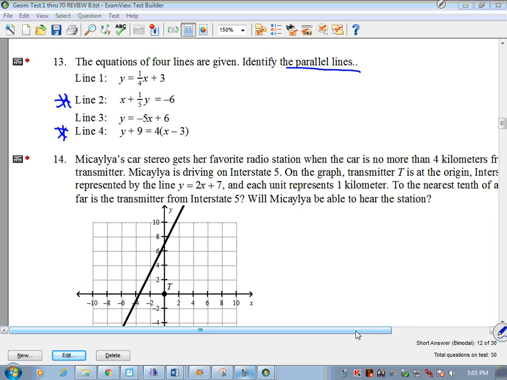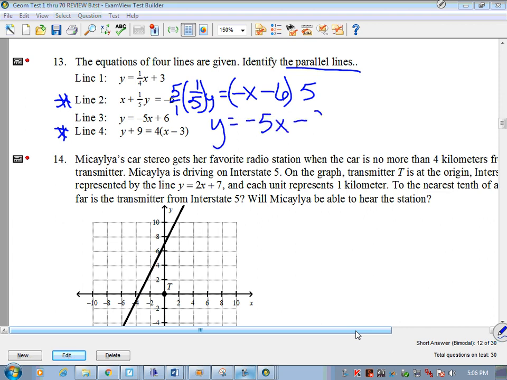Okay, let's look at 2. I need to move the x, and then 6. Normally if we see a whole number in front of y, we would divide the entire right-hand side by that. But because it's a fraction, we multiply both sides by 5 over 1, because we can't divide by a fraction, but we can multiply by the reciprocal. So y actually equals negative 5x minus 30. Okay, negative 5x minus 30.